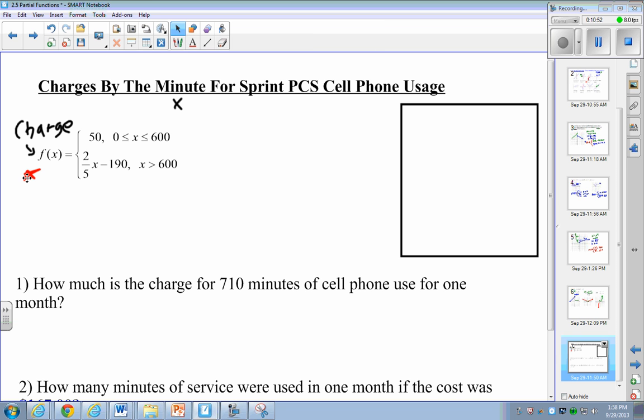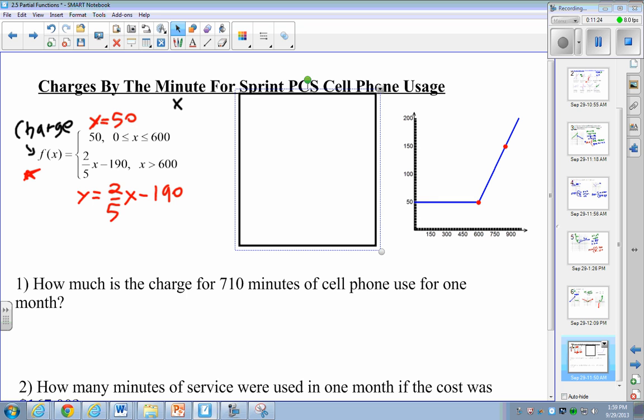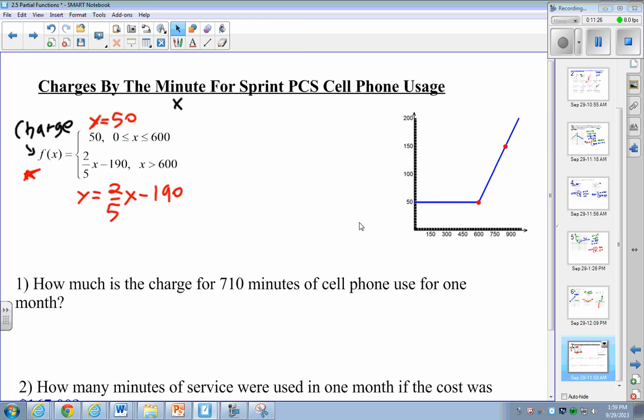Well, before we even look at those questions, what I like to do is figure out what this graph looks like. And so here we're going to have the equation y is equal to 50 between a domain of 0 and 600. And then we'll have this equation for any x greater than 600. And so when we put those together, we'll end up getting a graph that looks just like that one. Okay, but let's go over some questions.